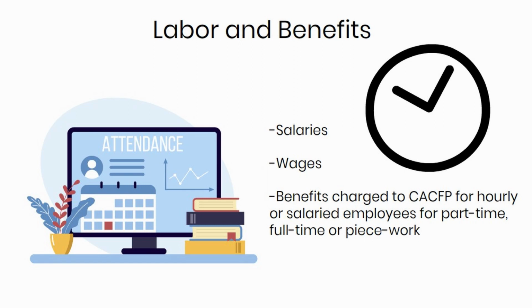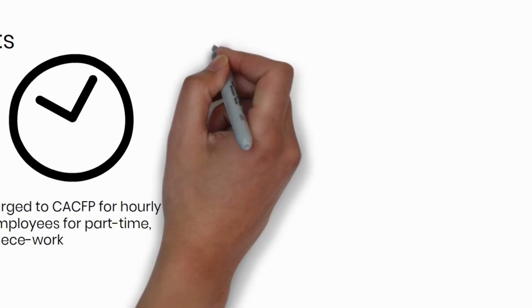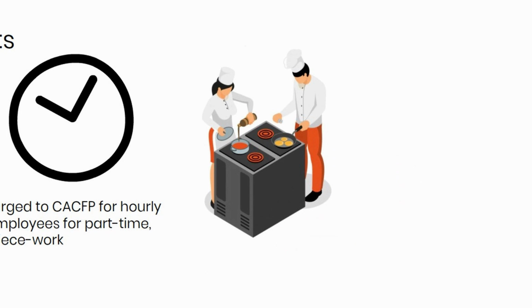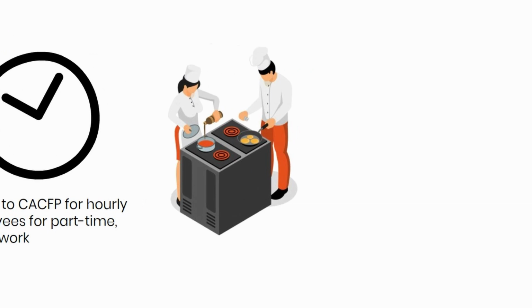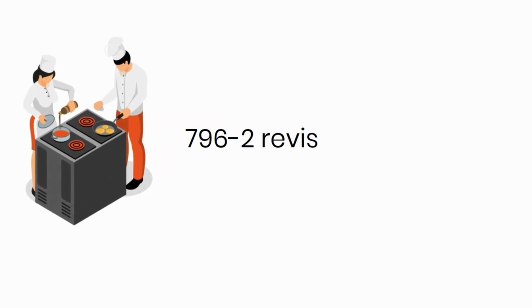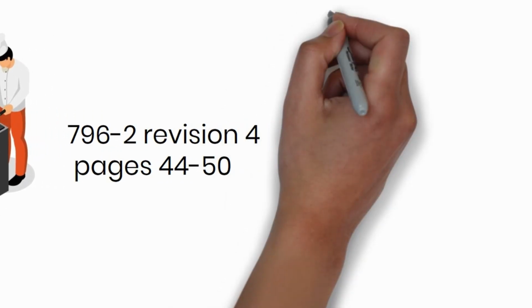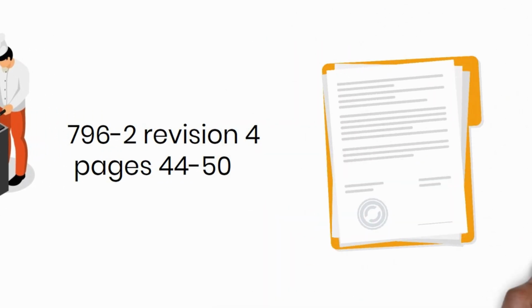The CACFP time must be recorded by time spent between administrative and operating duties. The portion of labor costs charged to the nonprofit food service account must be allocated based on hours worked in CACFP and non-program duties, found in 796-2 Revision 4, pages 44 to 50. The institution shall maintain a written compensation plan which includes these procedures.